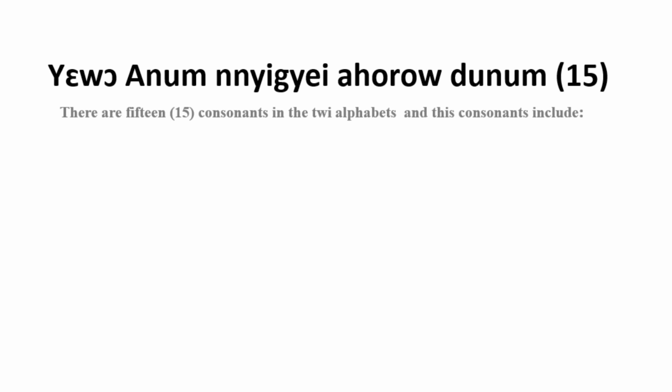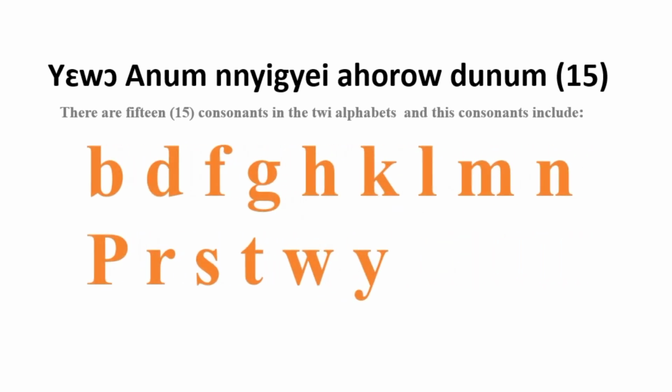There are 15 consonants in the Twi alphabet. And these consonants include, starting from B, and then D, F, G, H, K, L, M, N, P, R, S, T, W, J. All these 15 characters or alphabets are what we refer to as the consonants.